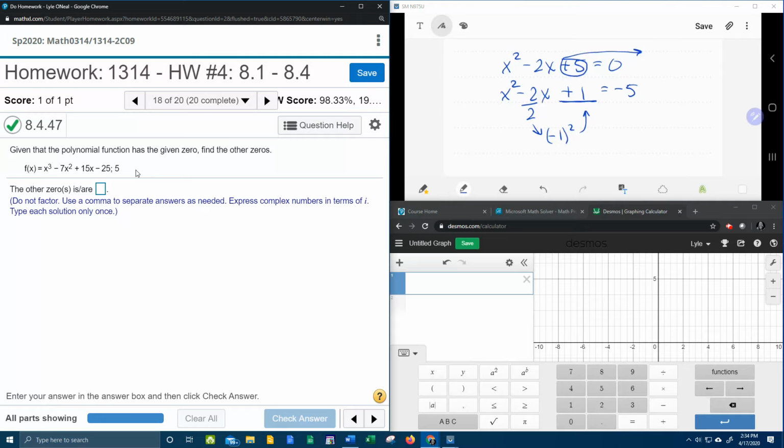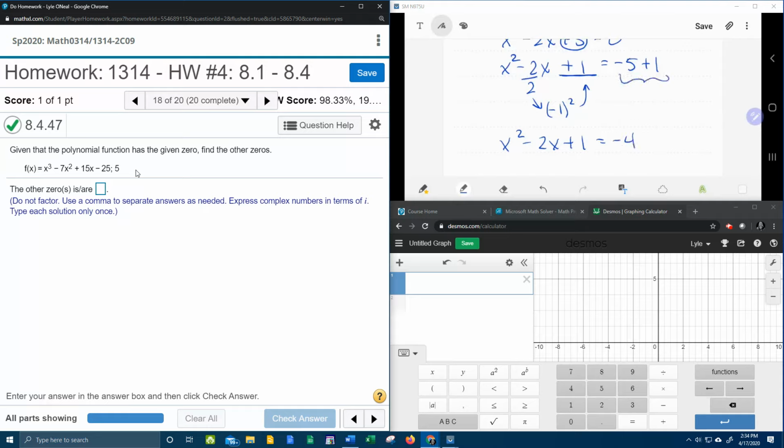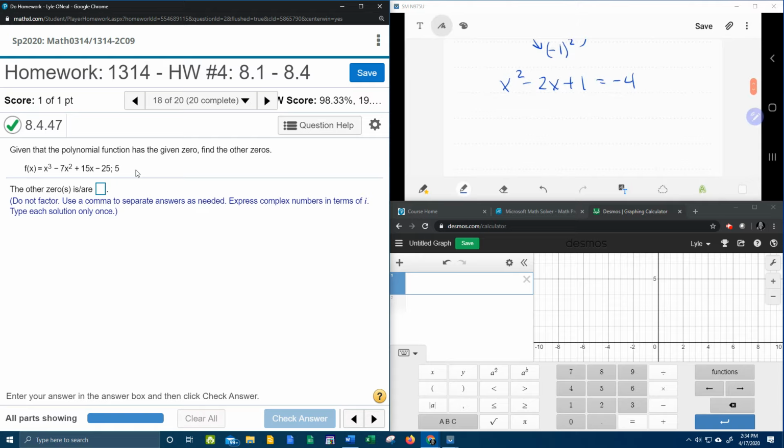Recall that this is the completing the square process. You take half of the b, half of the coefficient of x, and then you square that and get 1. Whatever I add to one side, I have to add to the other. And so now we have x squared minus 2x plus 1 equals -4 if I combine my like terms. And now this trinomial, the x squared minus 2x plus 1, should factor nicely.